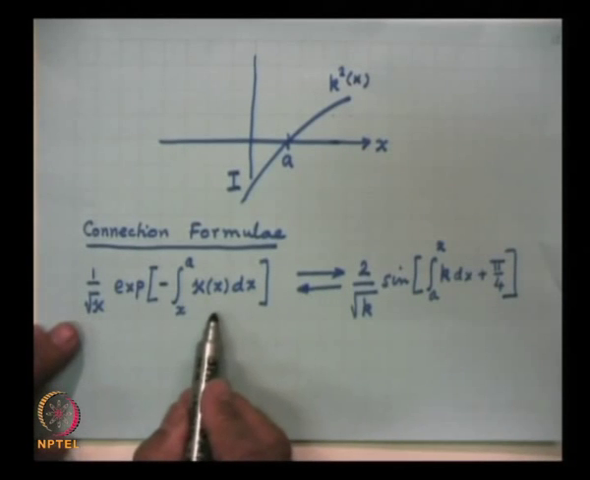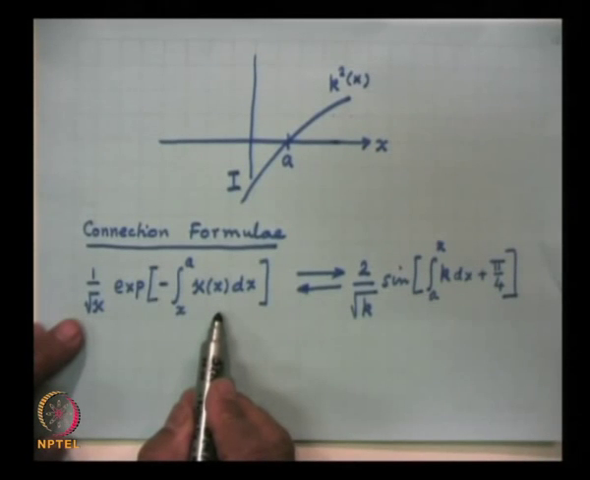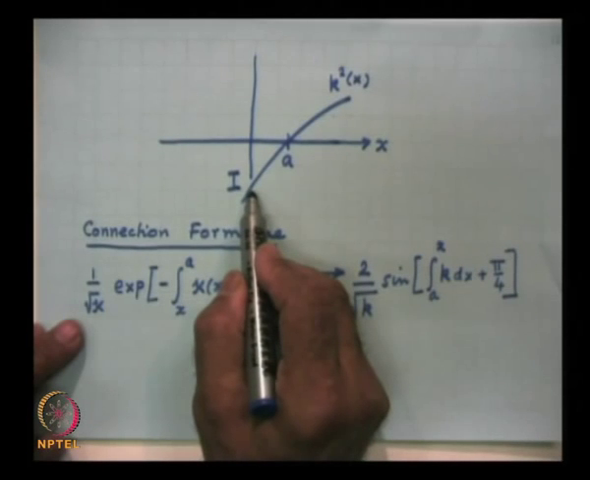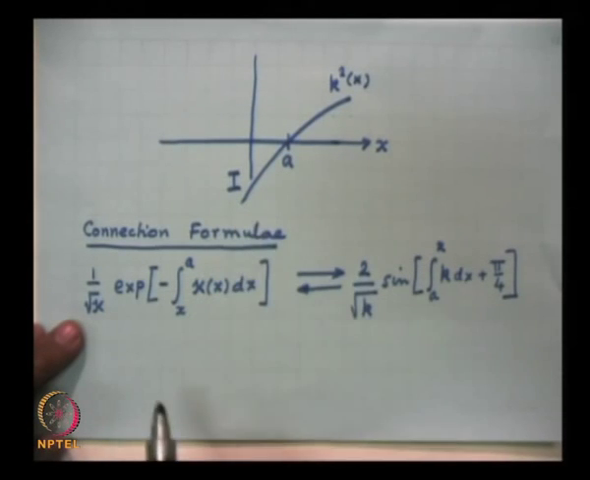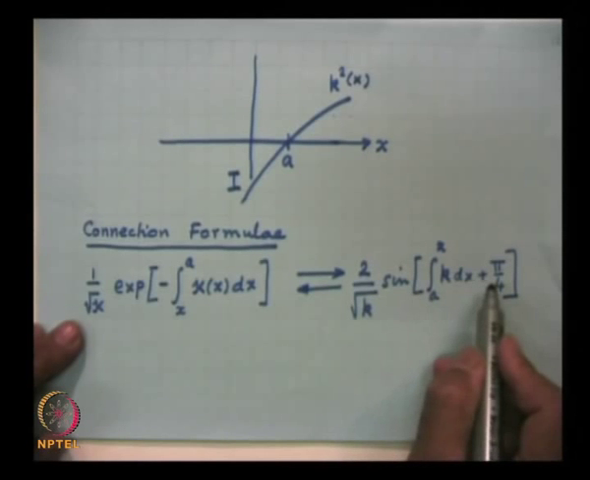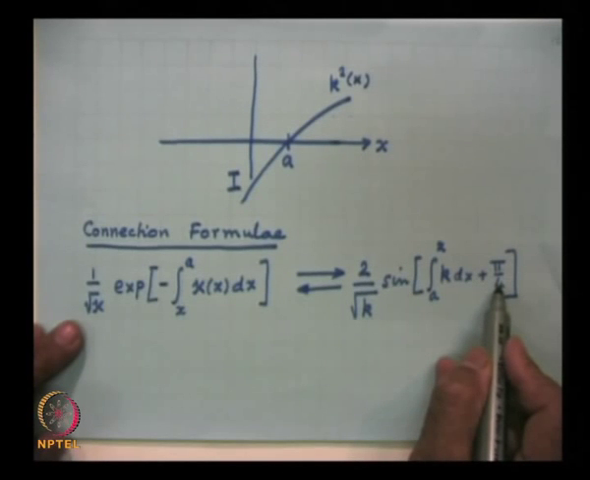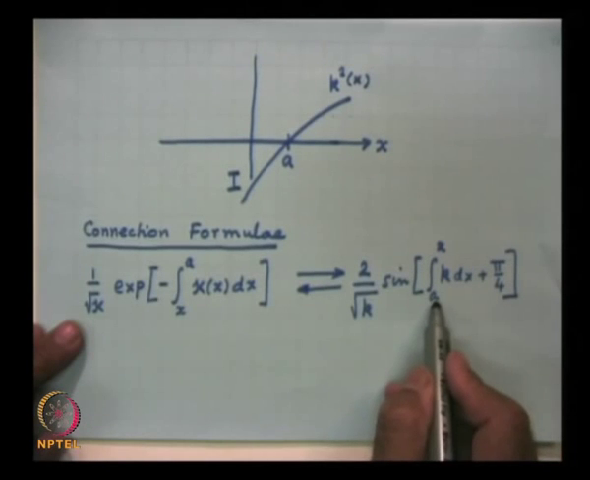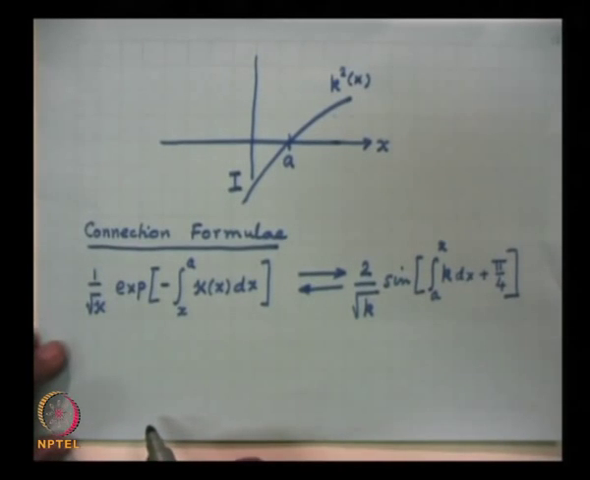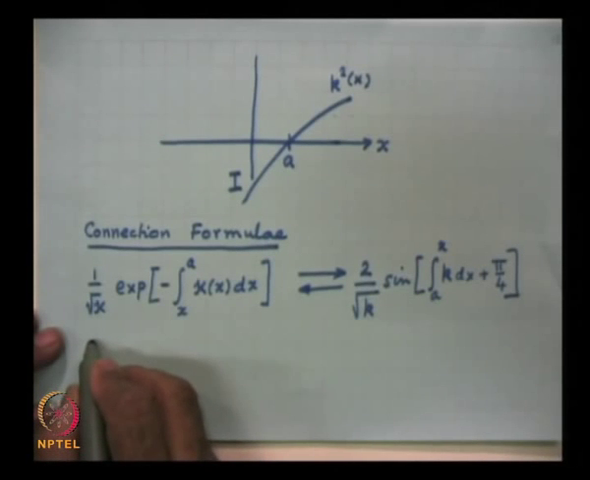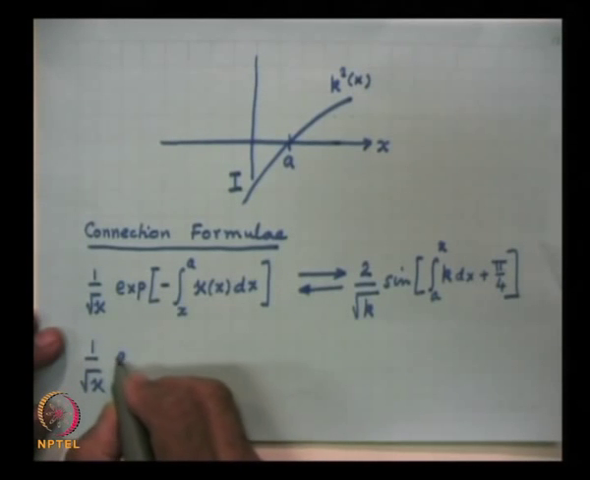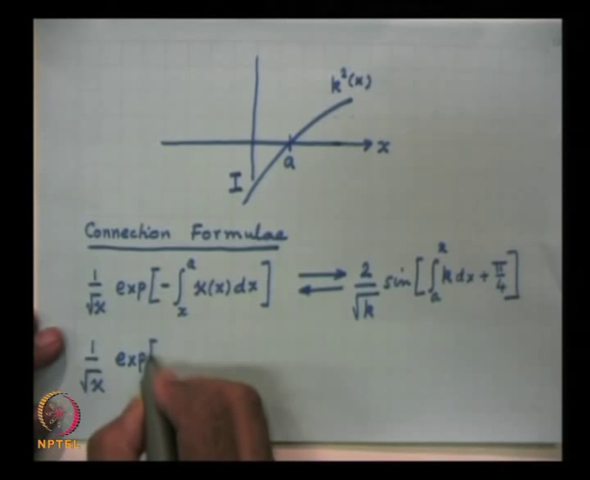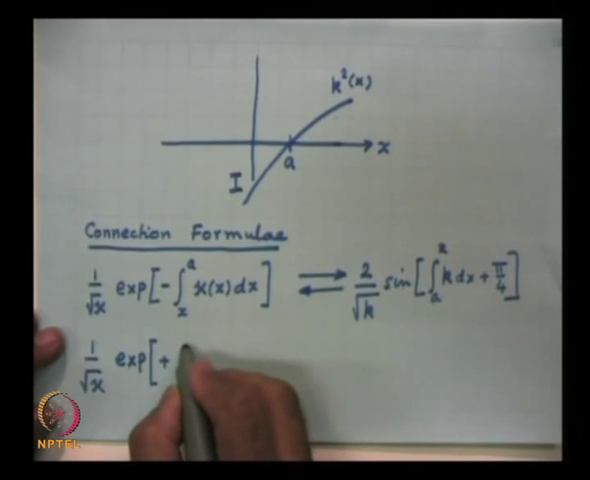So, this is the exponentially decaying solution in region 1, far away from the turning point. This is the oscillatory solution far away to the right of the turning point x is equal to a. Similarly, an exponentially amplifying solution. So, this is under root of k, these you must remember. I remember them, so you must also remember them.